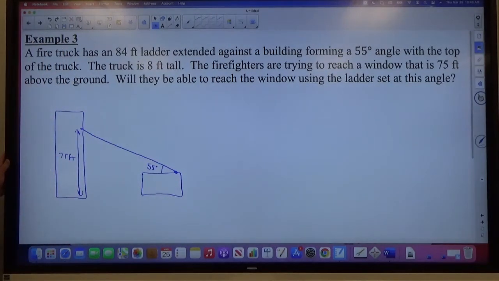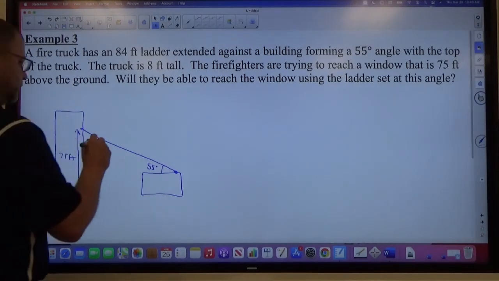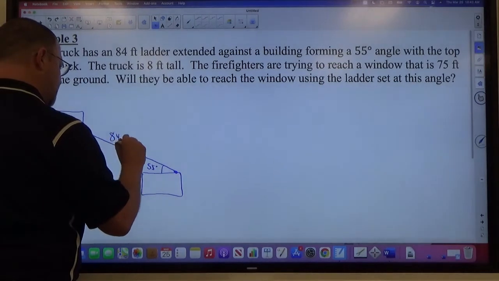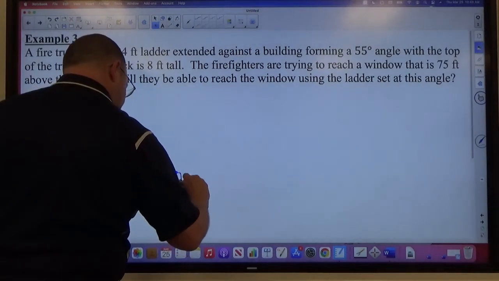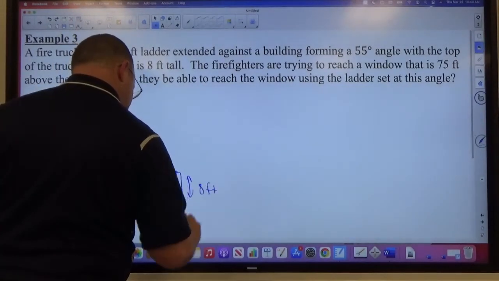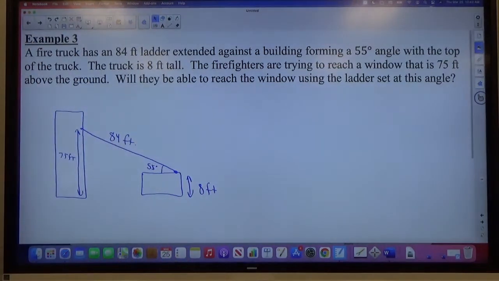All right. Figure's not drawn to scale, by the way. The ladder is 84 feet long. The truck is 8 feet tall. So this is 8 feet here. So what you need to do in this chapter when you're drawing these pictures is you need to be able to see right triangles in the pictures and use the right triangles to do the SOHCAHTOA stuff.